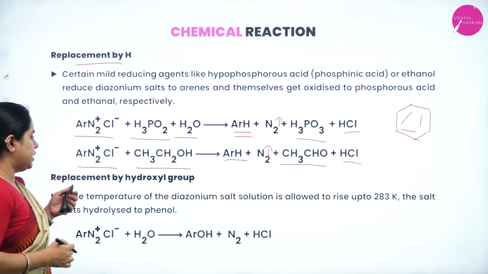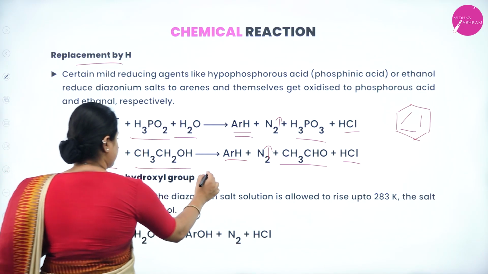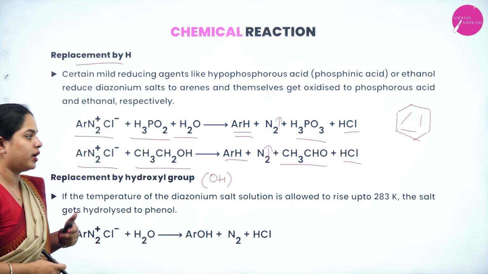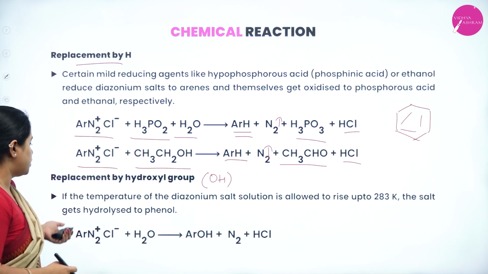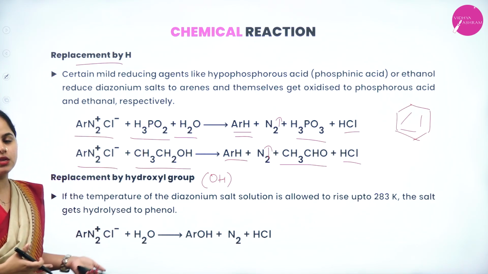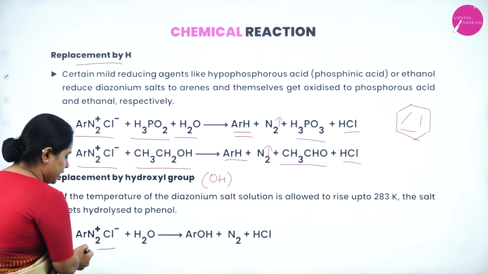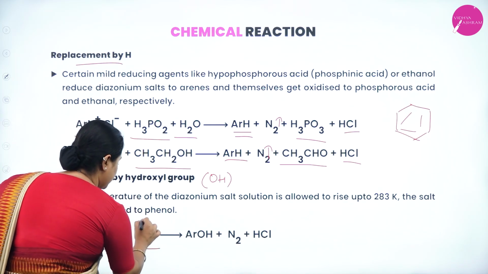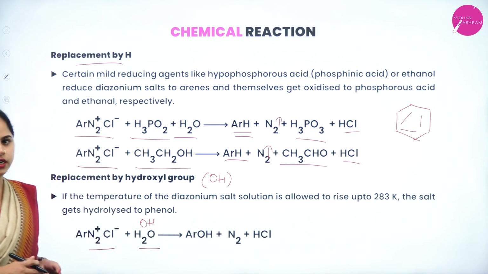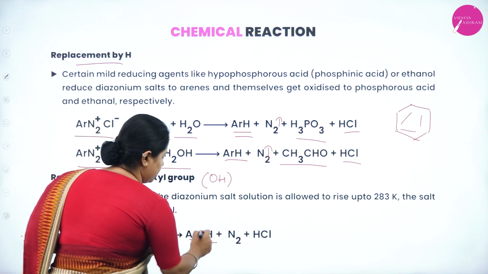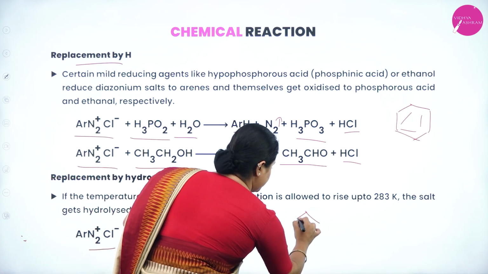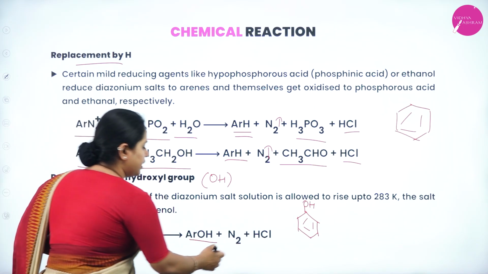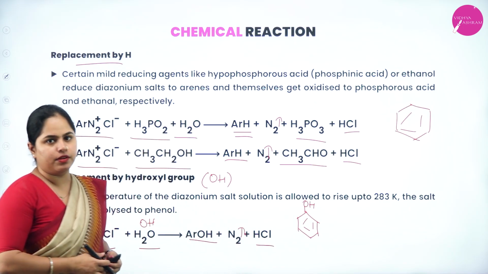Now you have the next reaction, that is replacement by hydroxyl group. That is, we are going to replace it by OH. If the temperature of the diazonium salt solution is allowed to rise up to 283 Kelvin, the salt gets hydrolyzed to phenol. So, this is a method in which you can prepare phenol. Benzene diazonium chloride reacts with water, that is, it undergoes hydrolysis. What is going to happen? In water, the OH is going to be substituted here. So, what are you going to obtain? Phenol. ArOH means Ar is your aryl group, and here OH is substituted, that is phenol. Nitrogen gas will be liberated as well as HCl.